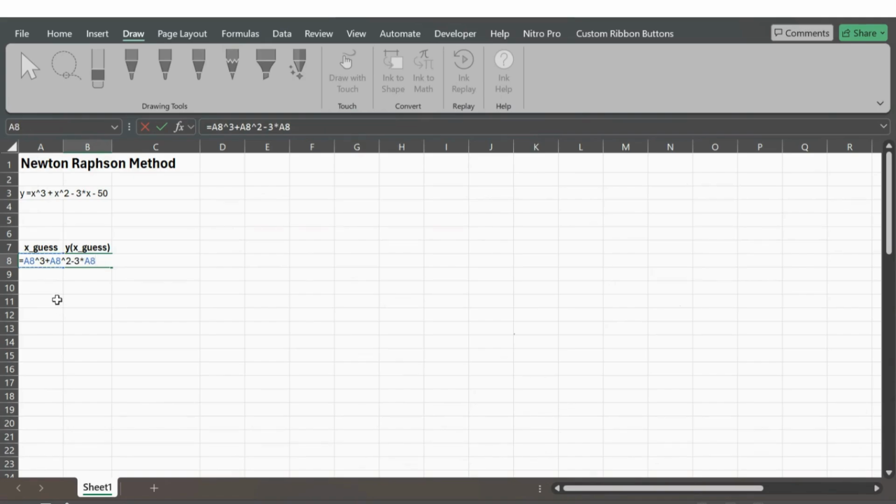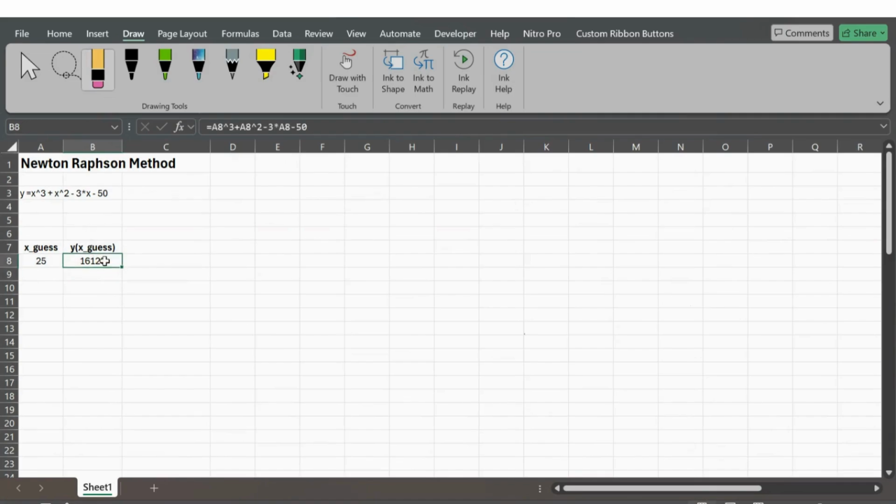I hate when Excel does that where it gets in the way. Minus 50. So obviously that is not equal to 0. So that means we've got to draw a tangent line and see where it crosses the x-axis. So to do that tangent line, the first thing we're going to need is the slope of that tangent line.